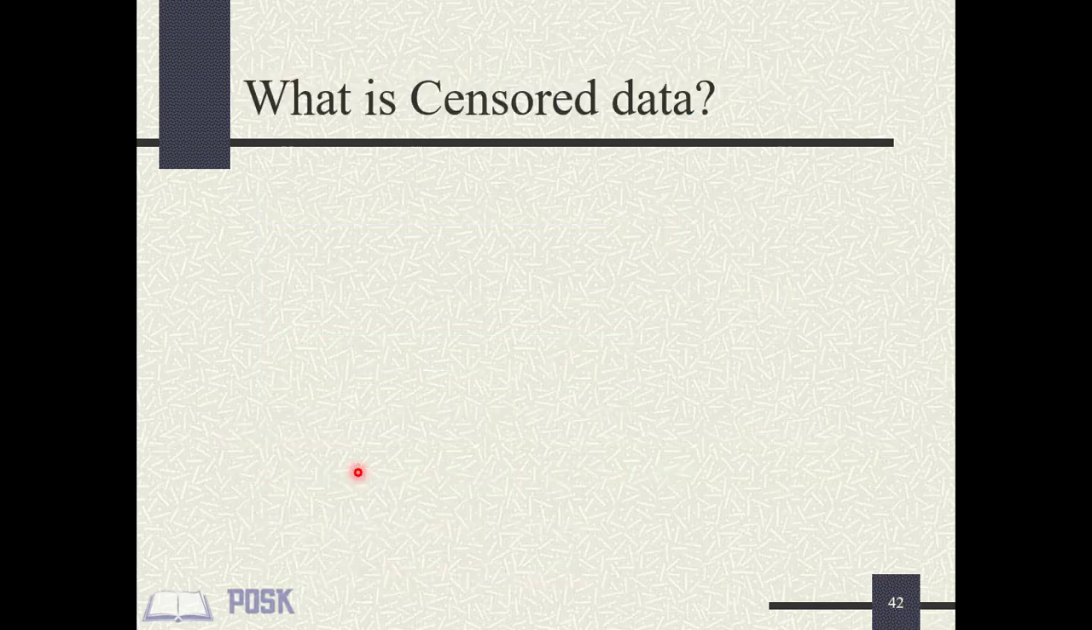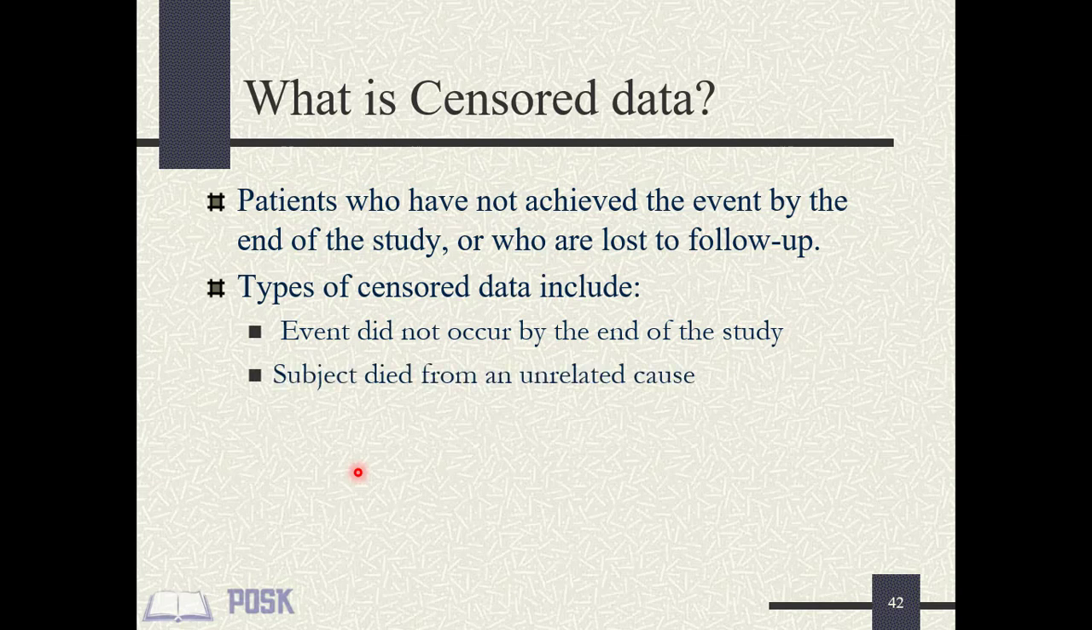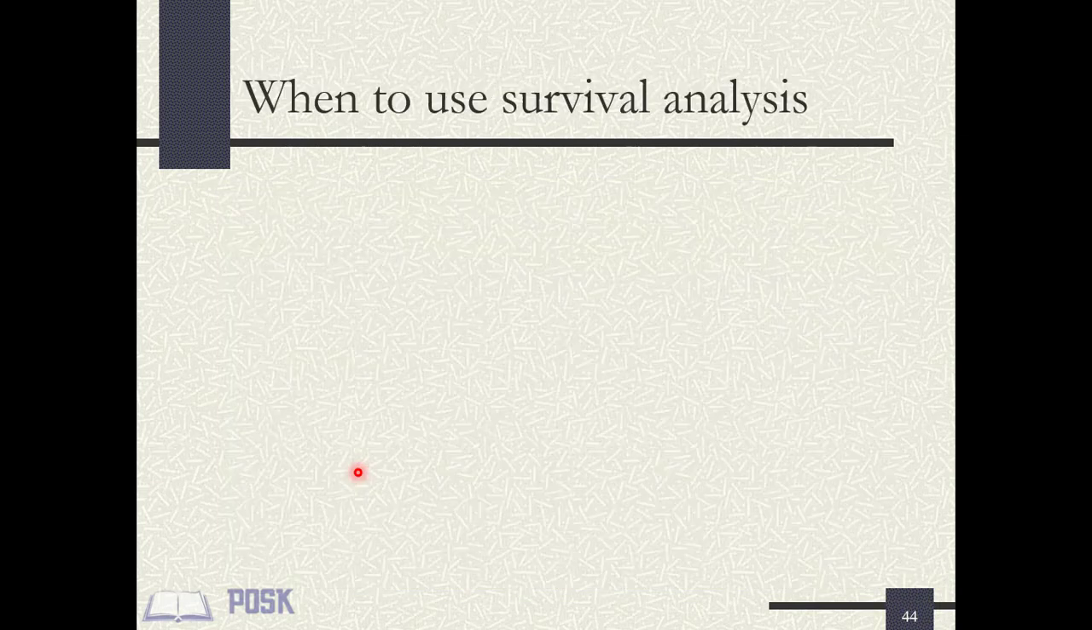So what is censored data? I will illustrate the concept of censoring with the graph that we've shown before. Data can become censored in 4 possible ways. 1, event did not occur by the end of the study. 2, subject died from an unrelated cause. 3, subject is lost to follow-up. And 4, subjects withdrew from the study.